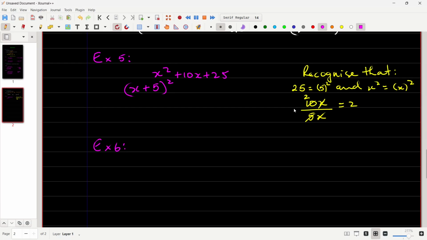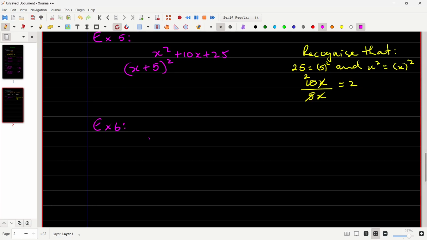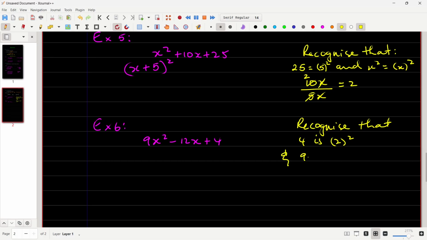All right. Example 6. Let's say we have 9x squared minus 12x plus 4. And we want to recognize that 4 is 2 squared, and we have that 9x squared is 3x squared. So notice that we have 2 and we have 3x. So let's go and do the division now.